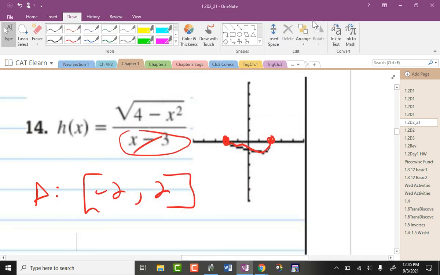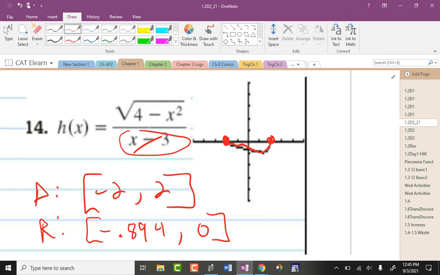Okay, so the range is negative 0.89420. And we are going to bracket that because that point was literally on the graph. So that exists as a y value. And then I did prove that 0 is that top because you can plug in 2 and get 0 in the numerator. So that's why those have brackets.